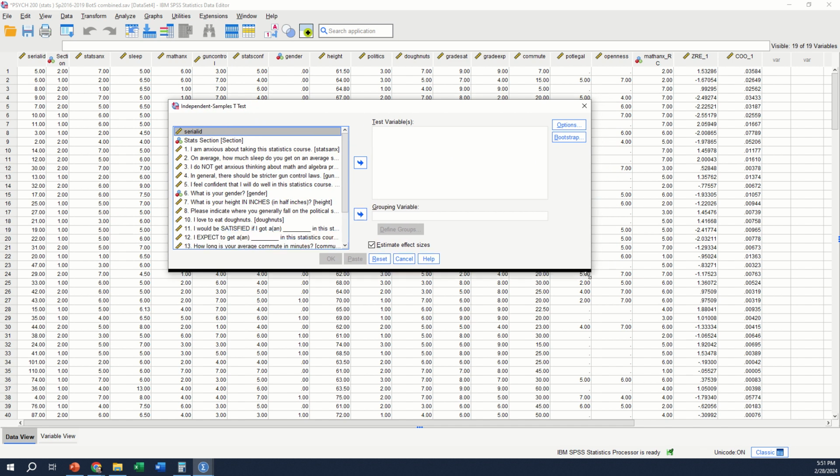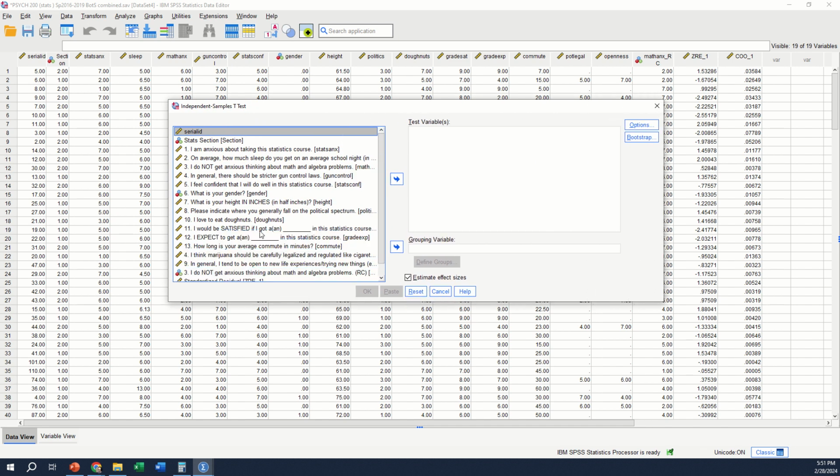You can always expand this if we want to. And so you have a test variable box and then a grouping variable box. The test variable box is where you're going to put your DV, grouping variable, IV. So it doesn't matter where you start, but I see gender first, so I'm going to bring that over to the grouping variable here because that's our independent variable. We're seeing whether stats anxiety varies depending on gender.